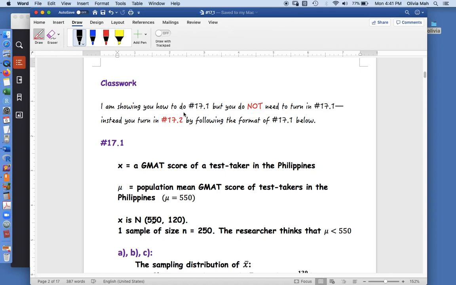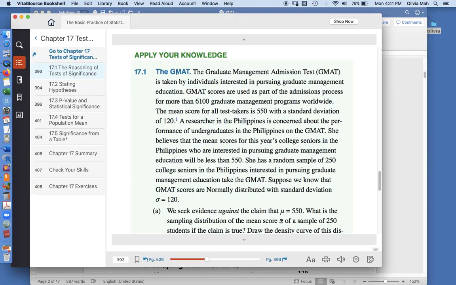I'm going to show you how to do 17.1, but actually you don't need to turn in 17.1. What you need to turn in is 17.2, but 17.2 is very similar to 17.1. So you just follow what I'm going to do in 17.1, then you just write up 17.2 and submit 17.2. So let's take a look at question 17.1 first.